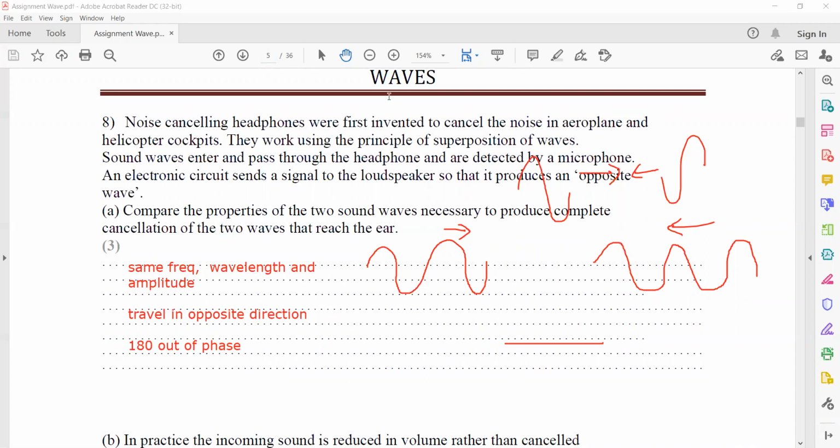Coherence means when a source is producing, every time it is producing the same pattern of vibration, we call that coherence or coherent. The source every time is producing the same pattern of wave.